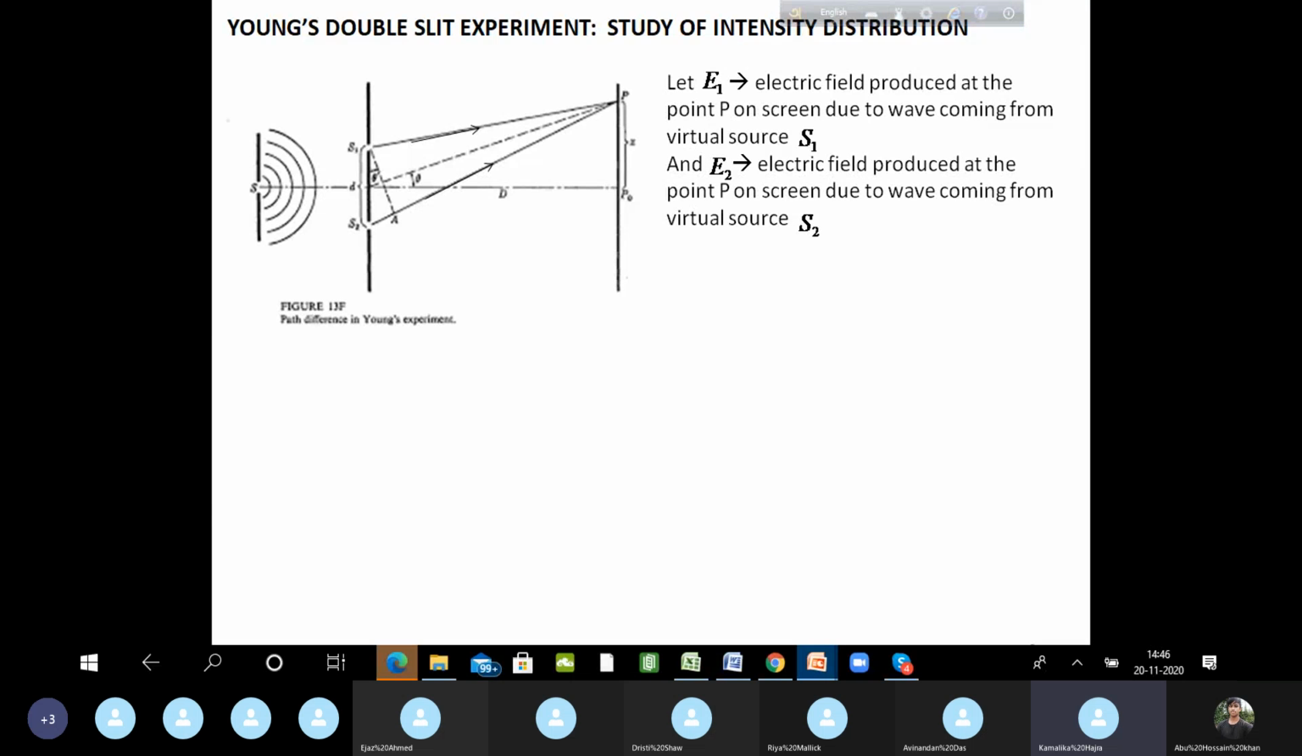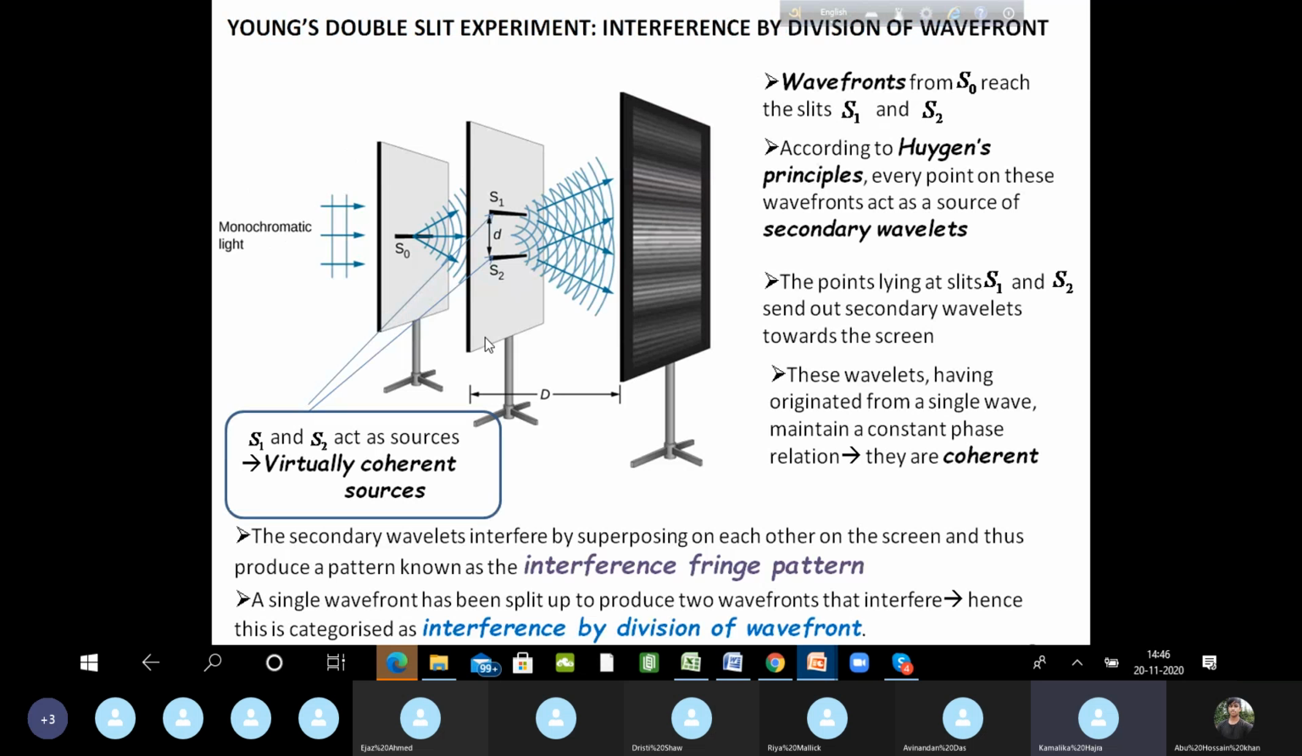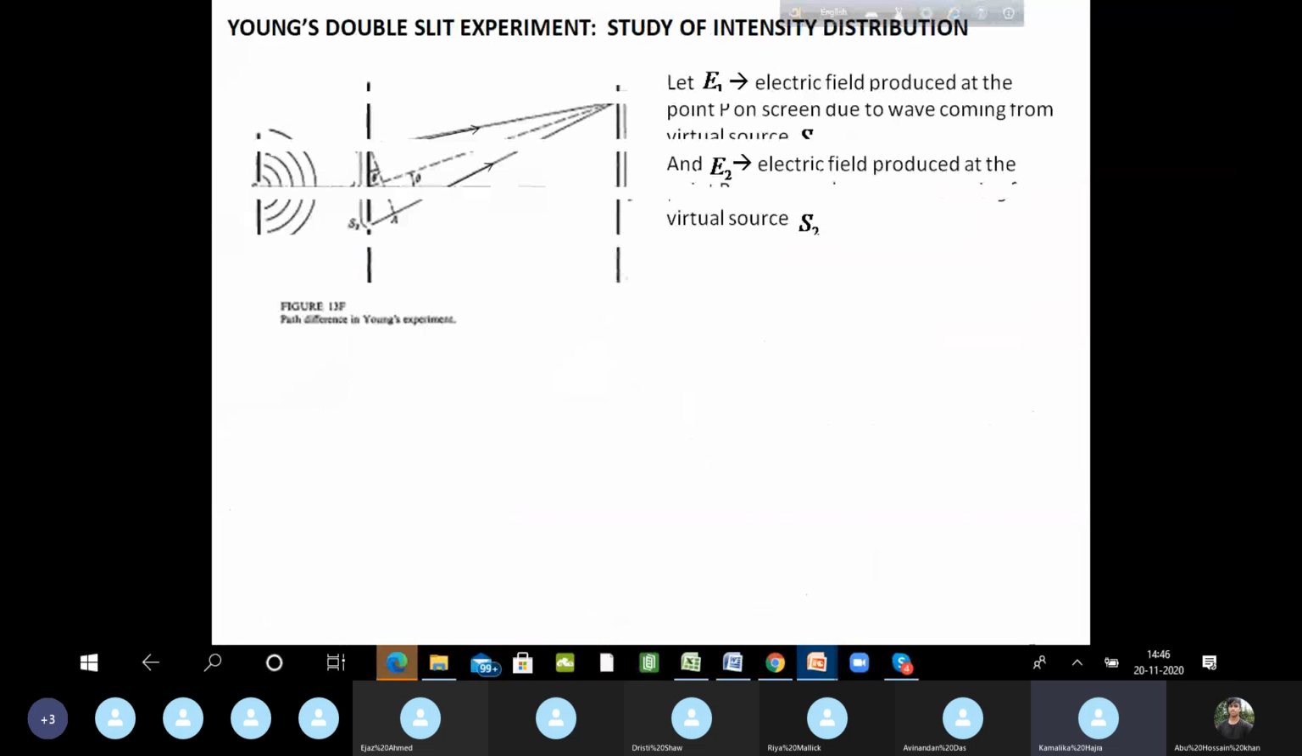Now the intensity distribution will be studied. This is the schematic diagram. Earlier diagrams were all experimental setups. This is the schematic diagram for the mathematical analysis. S1 and S2 are the virtually coherent sources. Small d is the distance between them.